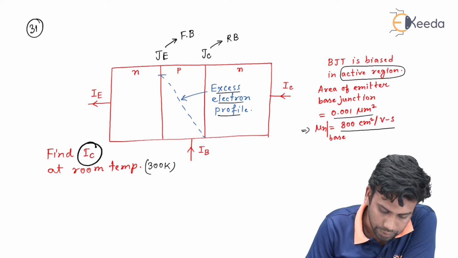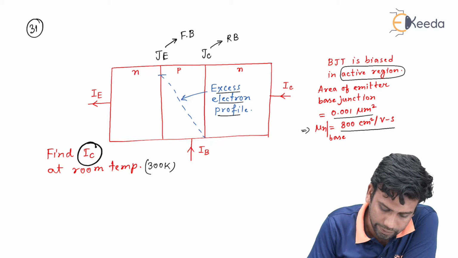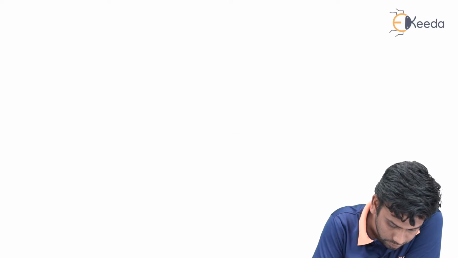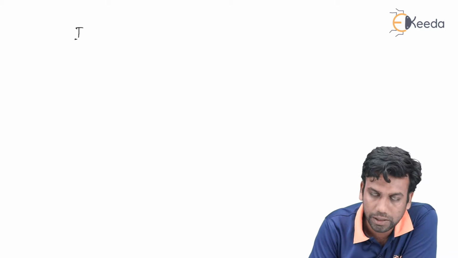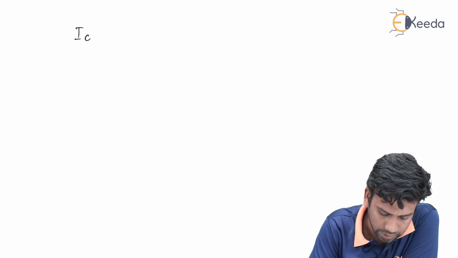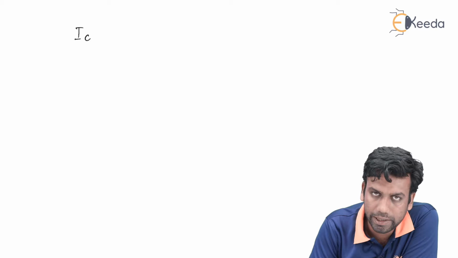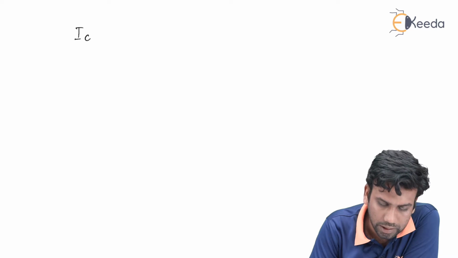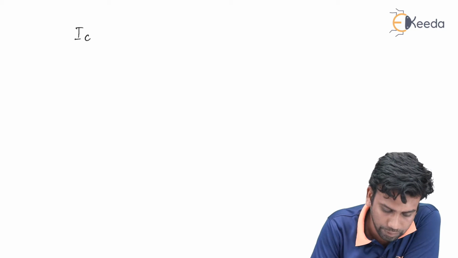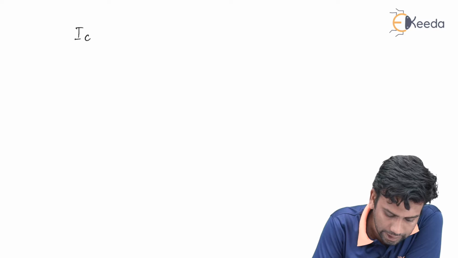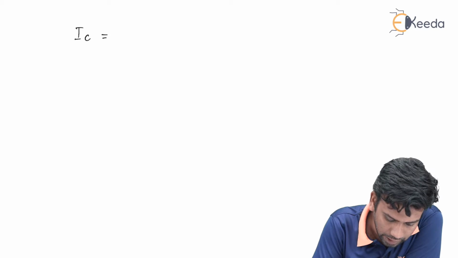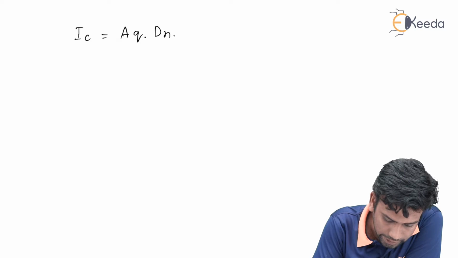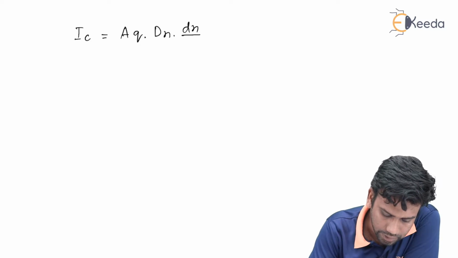Now we can say that the IC value is nothing but due to the diffusion current. We know that the total current inside the semiconductor bipolar junction BJT is dominated by the diffusion phenomena. So we can say that IC will be A Q of dN and dN by dx.